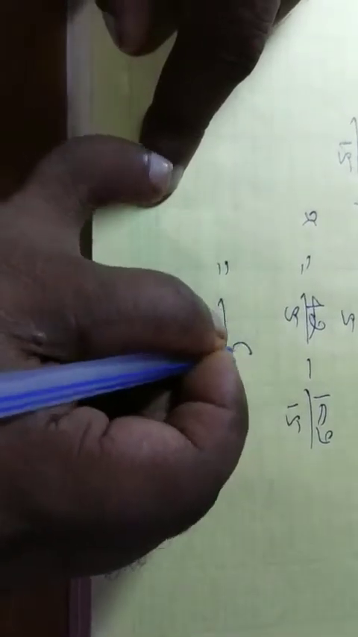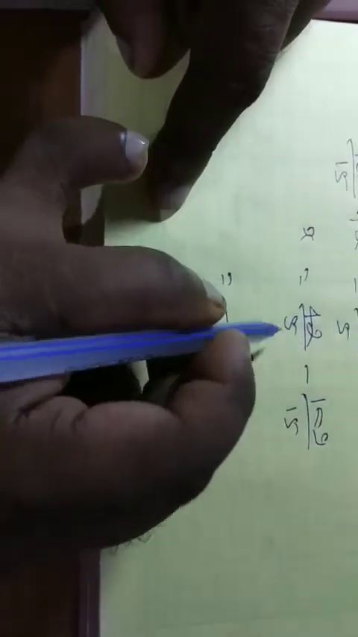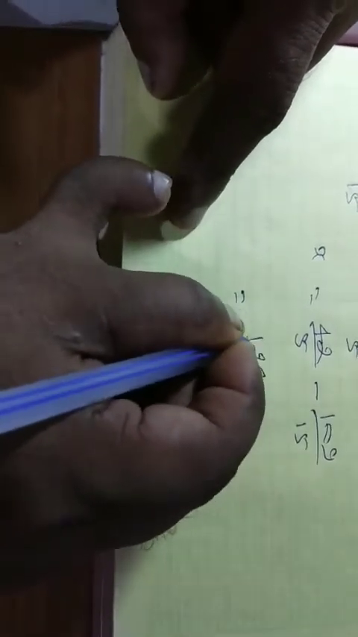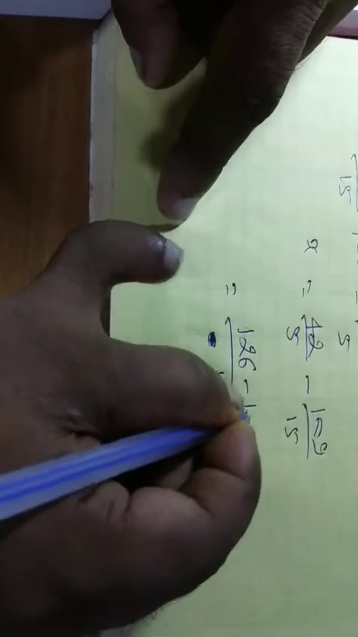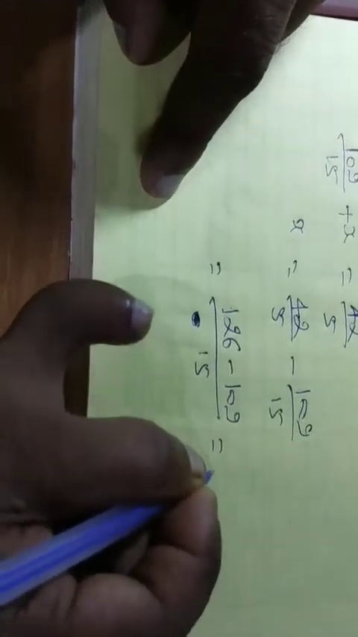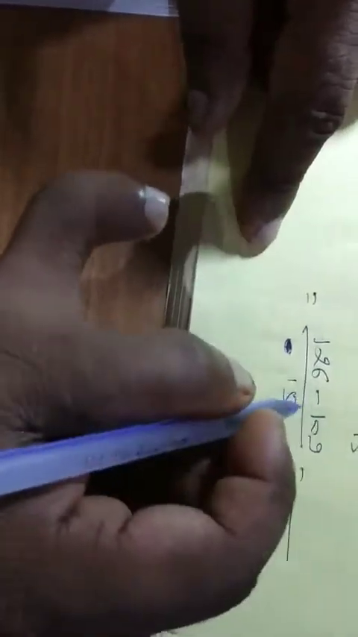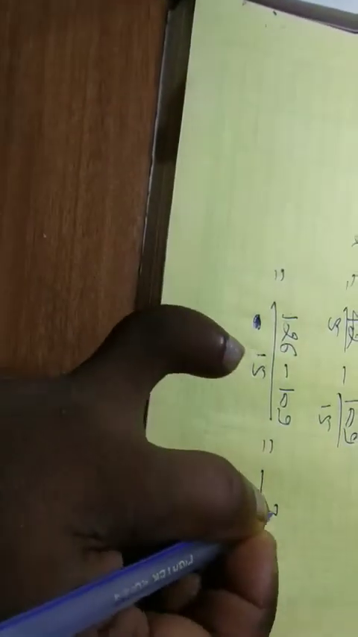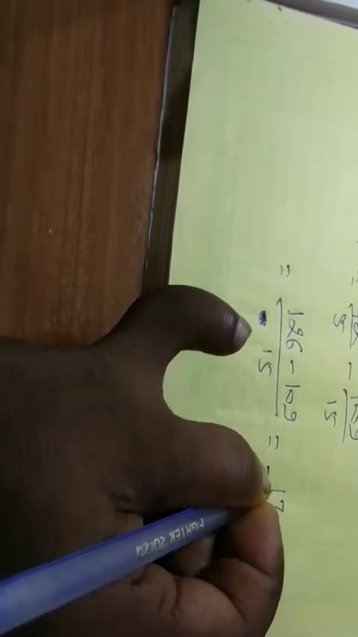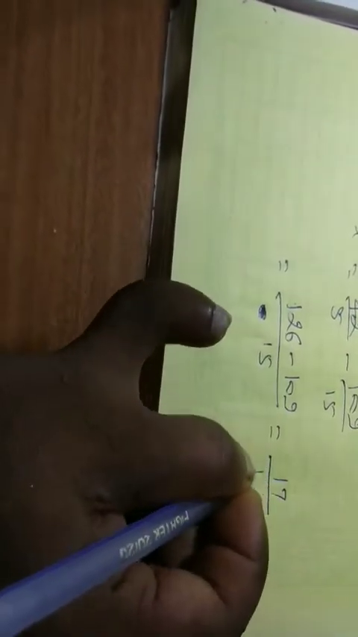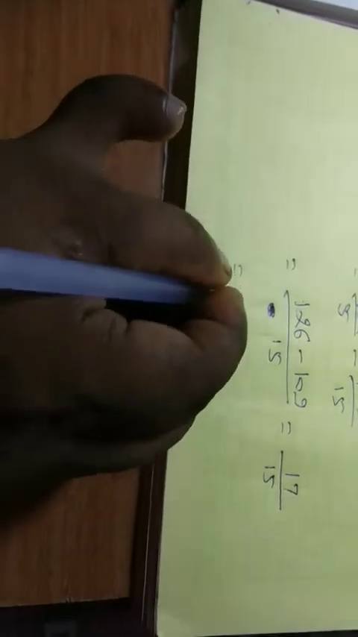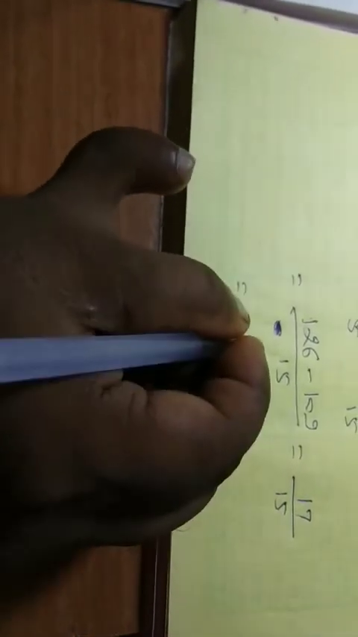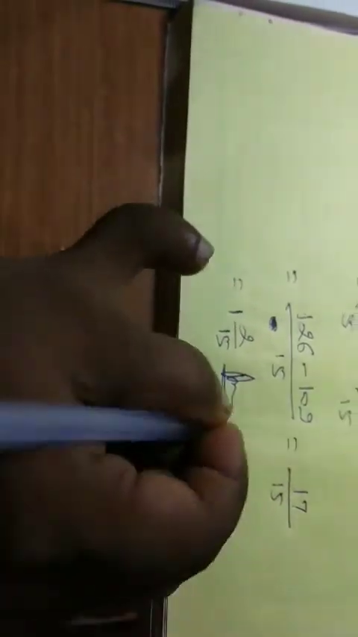Two threes are 6. 5 threes are... 3 fours are 12. Minus 109. When we subtract 109 from 126, 7... 1 is cancelled. 1 whole 2 by 15 is our required answer.